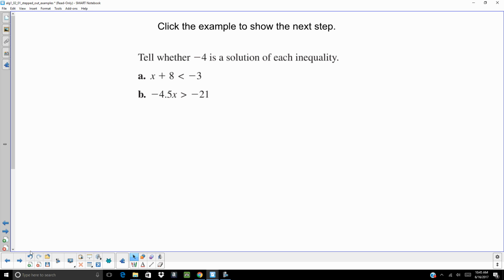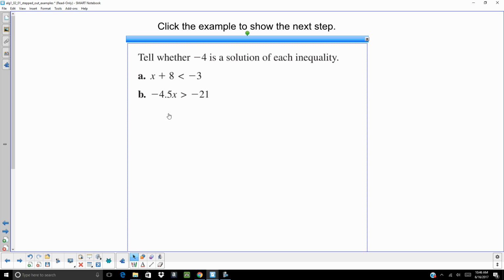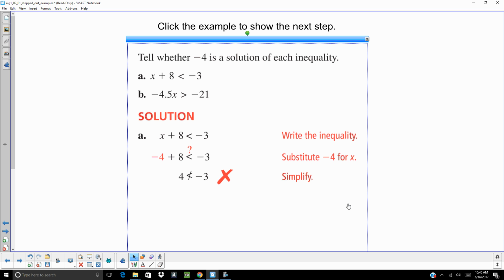All right, on this one, we want to tell whether a number is a solution. So we start with our inequality. We're going to take out that x, and we're going to put -4 in. And you get 4 is less than -3. Well, that's not the case. That's why there's a dash there. So that is not a solution.